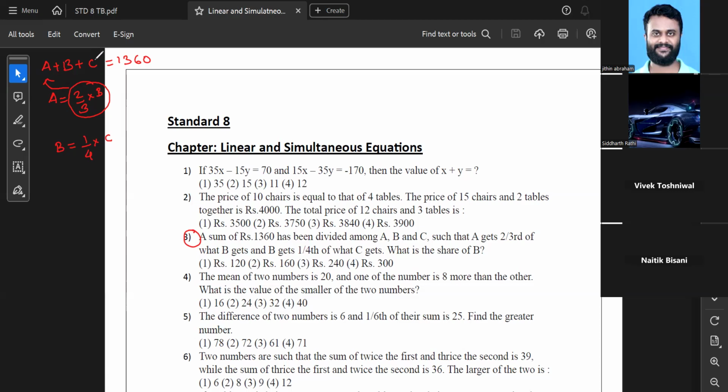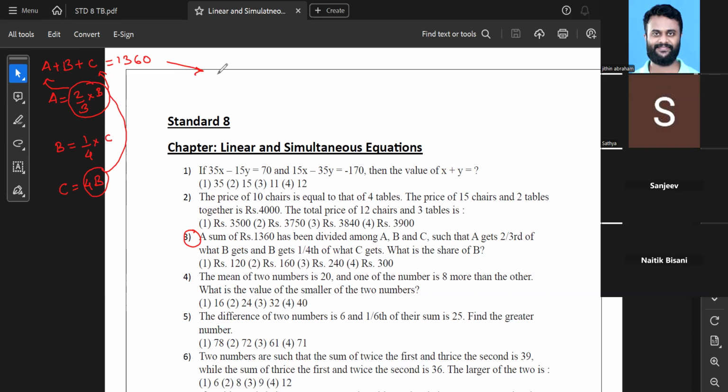Now, what should be my next step? Obviously, I have to substitute something instead of C. Now, here they have said B is equal to 1 upon 4C, which means C is equal to 4 times B. Now, I can substitute this 4B over here. So C also disappears. So my equation becomes somewhat like this.